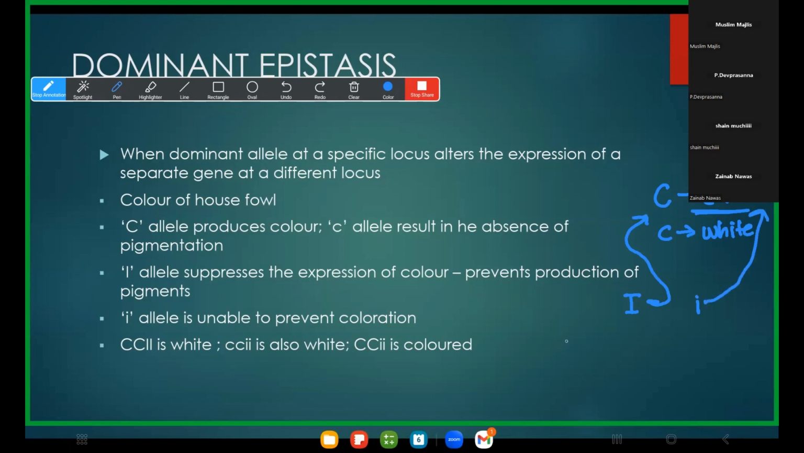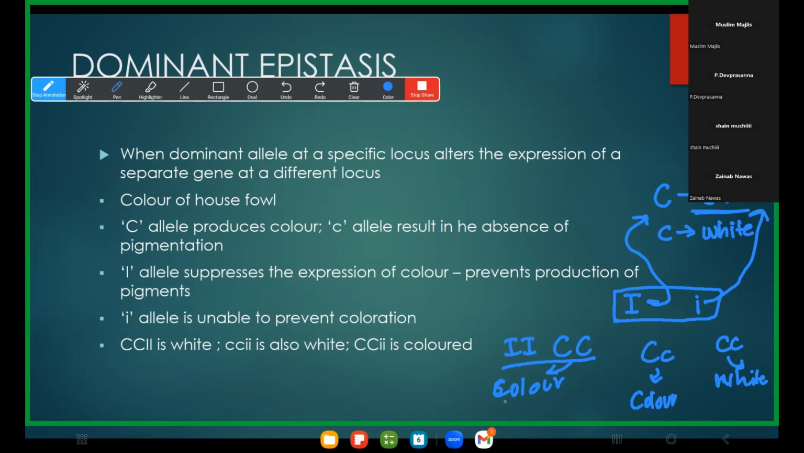If we consider this, there could be capital C and capital C, and this should normally show color. Capital C, simple C should also show color. Simple C, simple C would show no color, so they would be white. This is how it should have been under normal Mendelian genetics. But because of this dominant epistasis, if there was capital I in front of capital C, then it would not express the color. It would still be white.